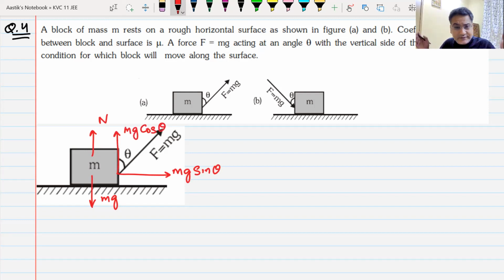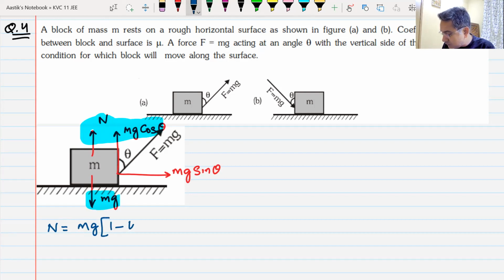As soon as you draw this, the block is not going to move vertically. So you know this plus this has to be equal to this. From there, you can find out the value of normal reaction. What is the value of normal reaction that you are going to get? Normal reaction will be mg, taking common, 1 minus mu cos theta. Yes or no? Do we understand this?